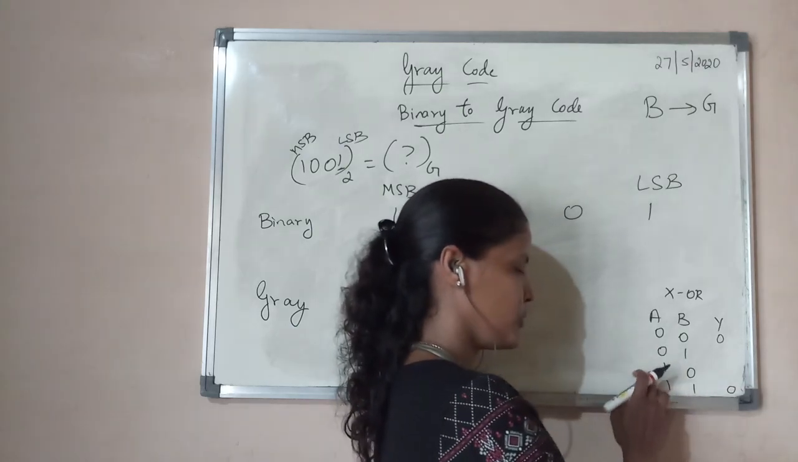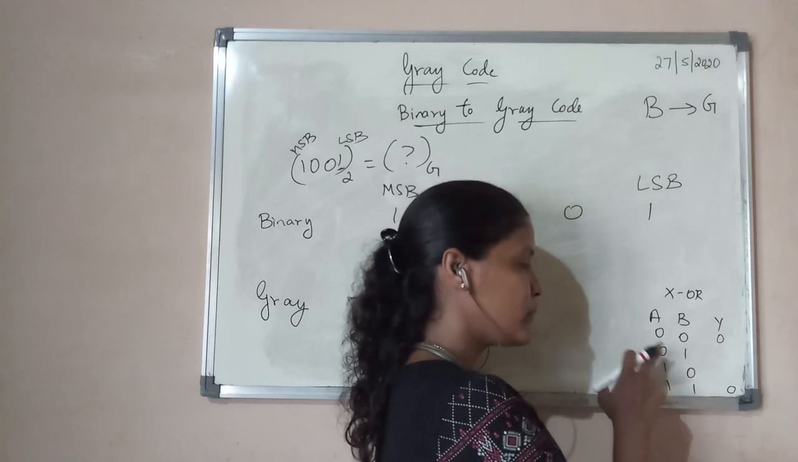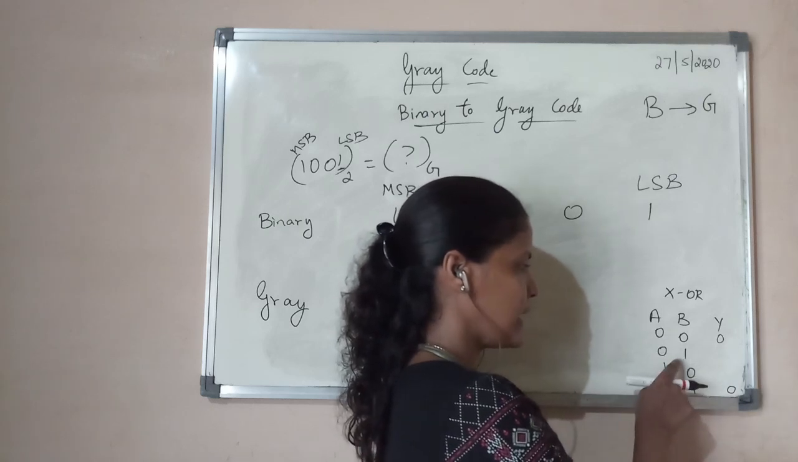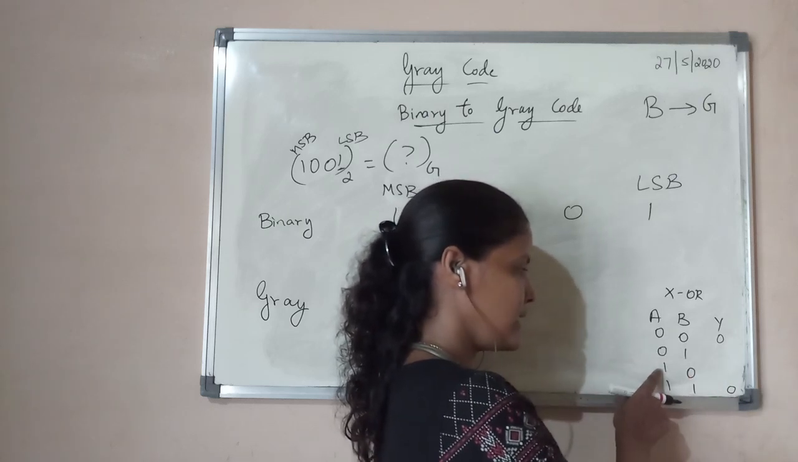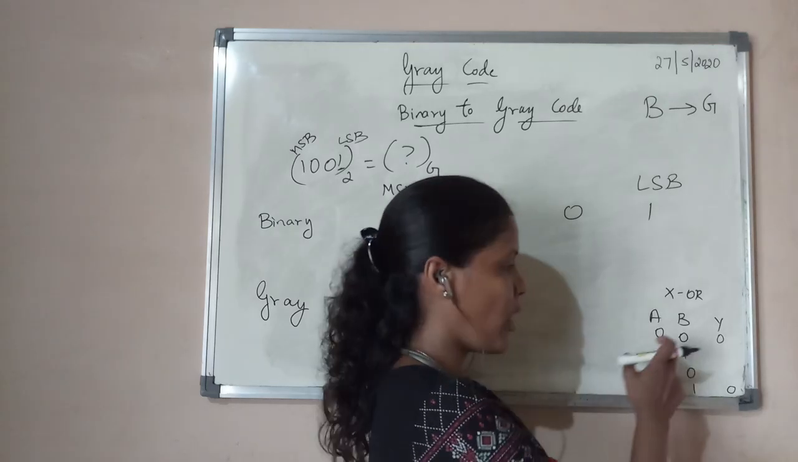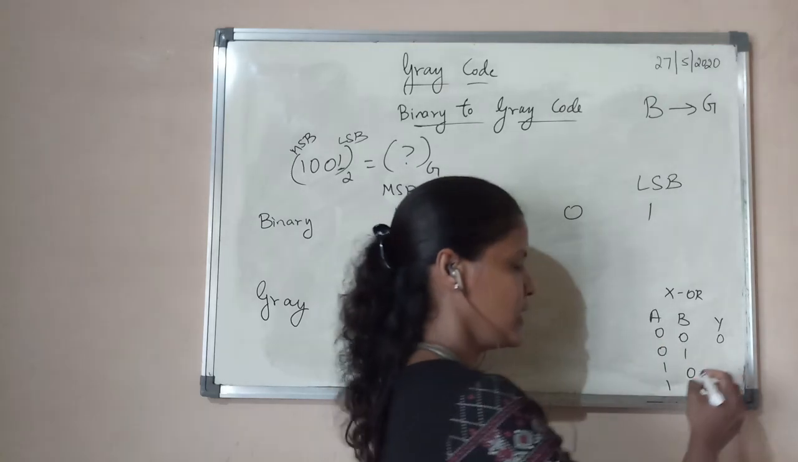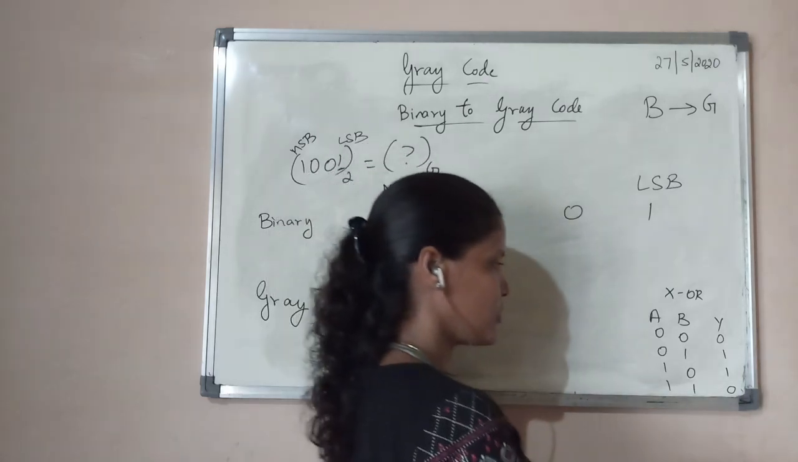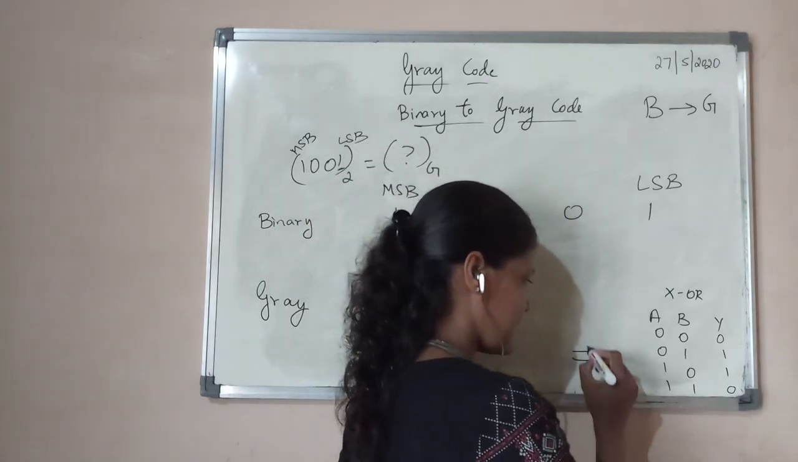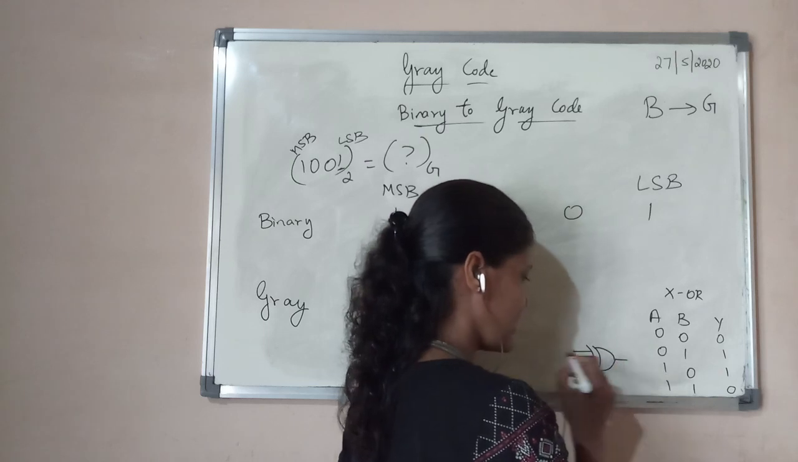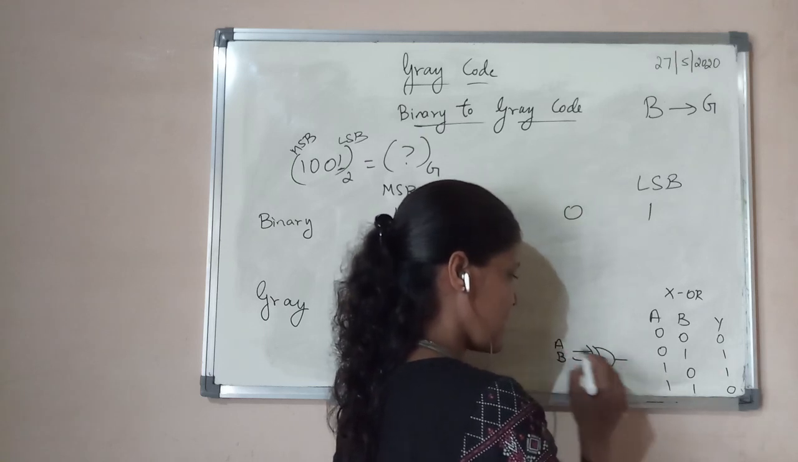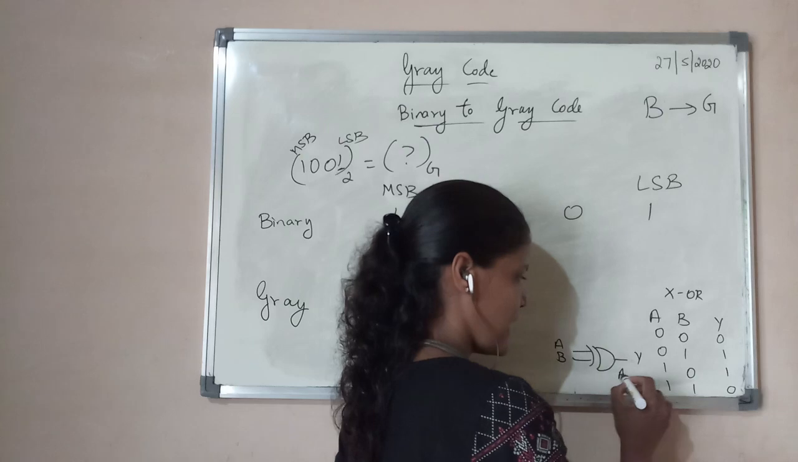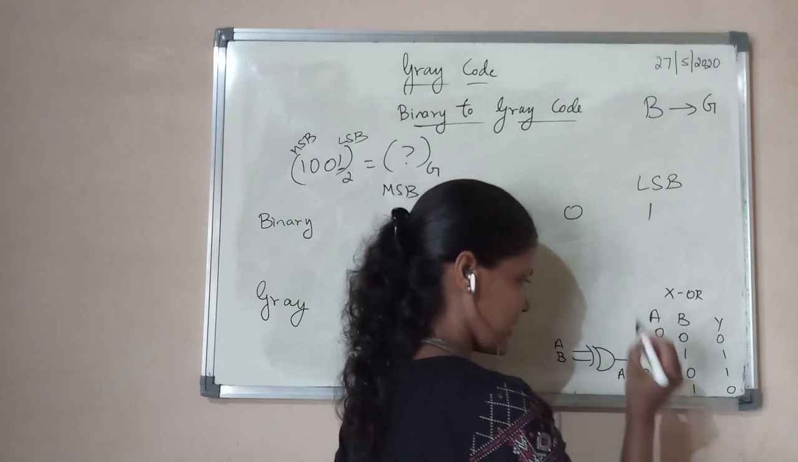But here in these two cases, there is an odd number of input values equal to 1. In this case only B is equal to 1, and in this case only A is equal to 1. An odd number of input values is equal to 1, so the output of these two cases will be equal to 1. This is the truth table of the XOR gate, and this is the symbol of the XOR gate. You have to remember this very, very carefully. If A and B are the inputs and Y is the output, it is written as A XOR B.